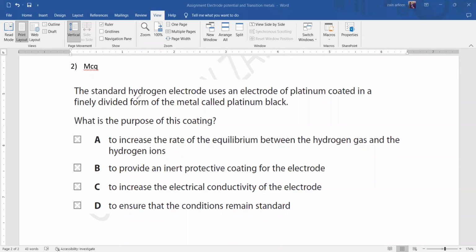Then question 2: the standard hydrogen electrode uses an electrode of platinum that is coated with a finely divided form of a metal called platinum black. What is the purpose of this coating? If you are using a small particle size, it will have a large surface area. So when it has a large surface area, it increases the rate of equilibrium between hydrogen gas and hydrogen ions. Basically, the hydrogen molecule turns into hydrogen ions by loss of electrons, or the other way around, as a reversible reaction.